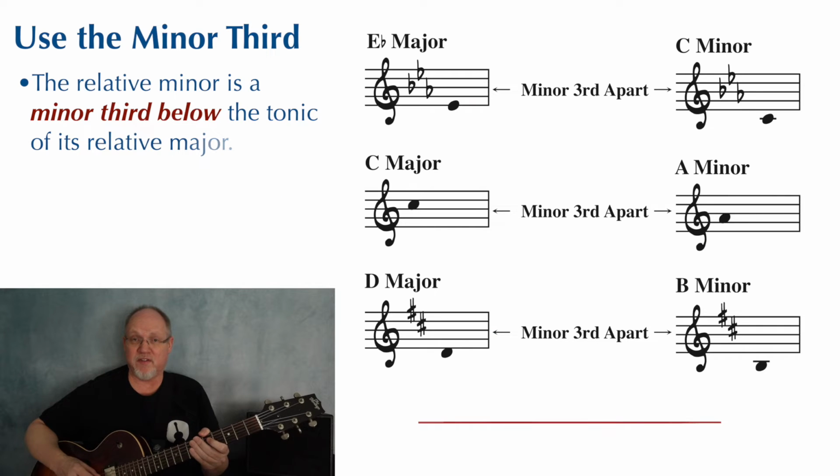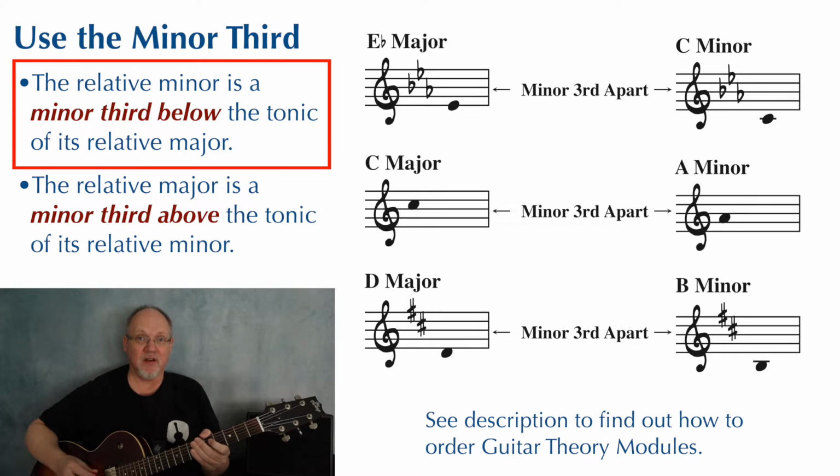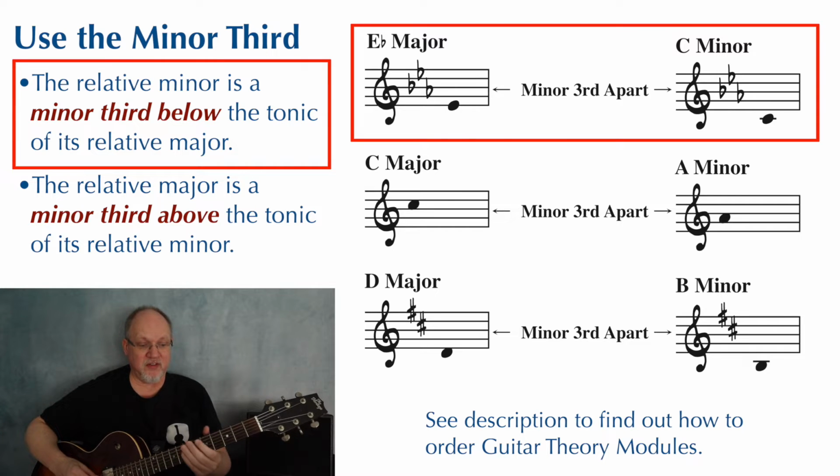A really quick way to find the relative major and minor of each other is to use the interval of a minor third. The relative minor of any major key is going to be a minor third below the tonic or first scale degree of that key. For example, here's the key of E flat major. A minor third below E flat is C. C minor is the relative minor of E flat major.